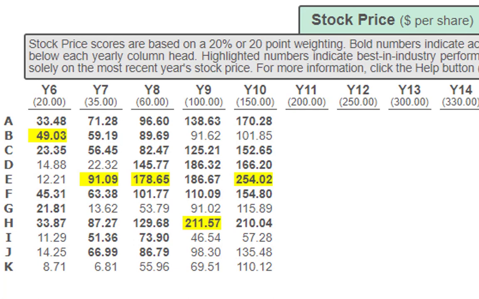Stock price, we have Team E at 254, crushing it. Great job. Now, Team H is at 210, so they're not too far behind with the stock price. Everyone else pretty much went up. Then again, like I said, really no concerns there. Some of you had some decent jumps. I mean, even look at Team K. They went from 69 to 110.